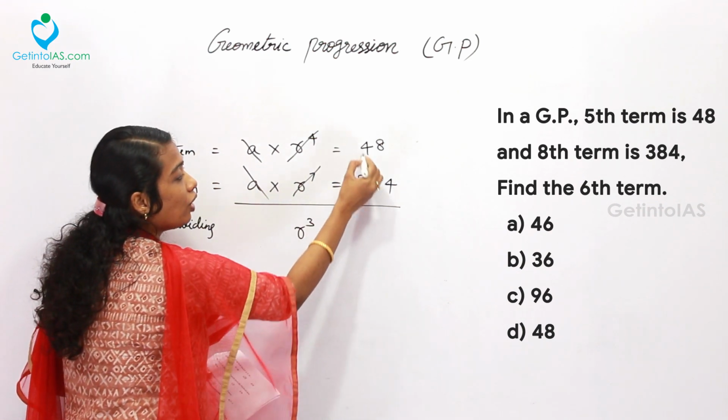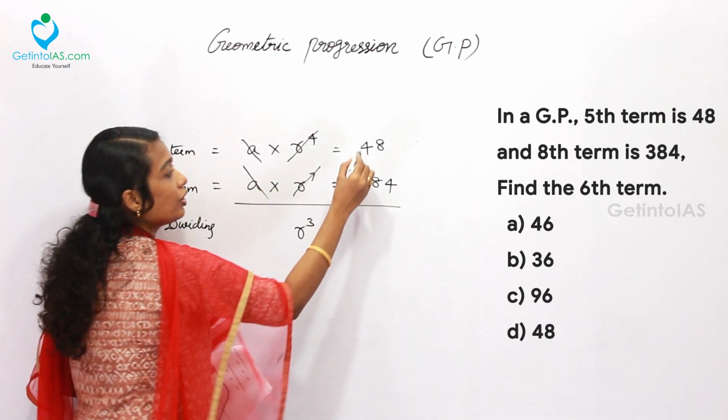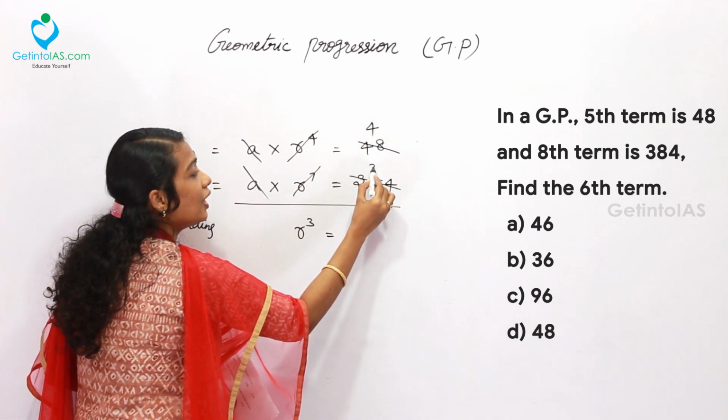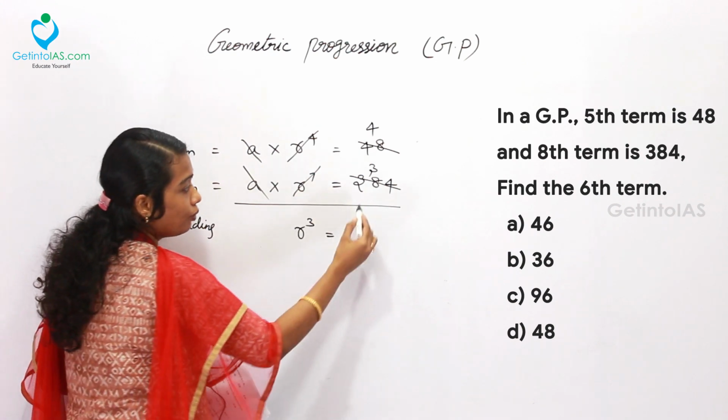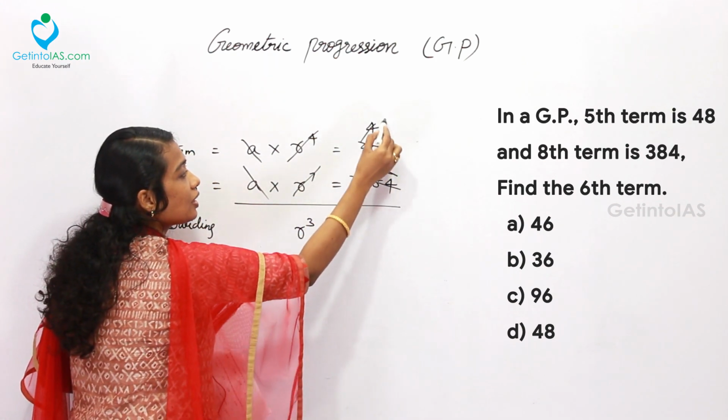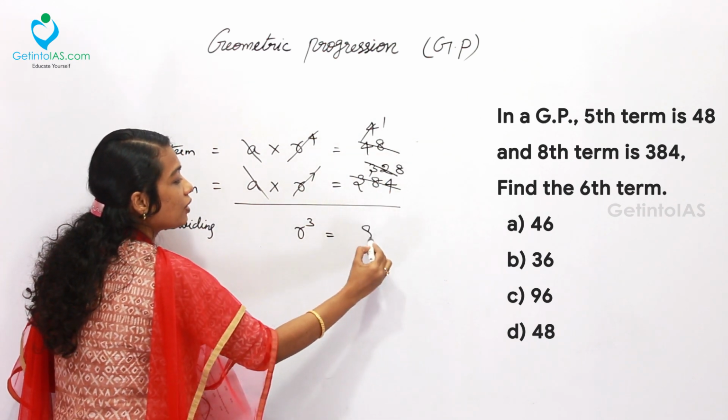Here you can divide 384 by 48. Here 12: 4 times 12 is 48. Here 3 times 12 is 36. Carry over to 2 times 12 is 24. Then 4 and 32 can be cancelled. 1 time here, 8 times. Simply you can write down 8.